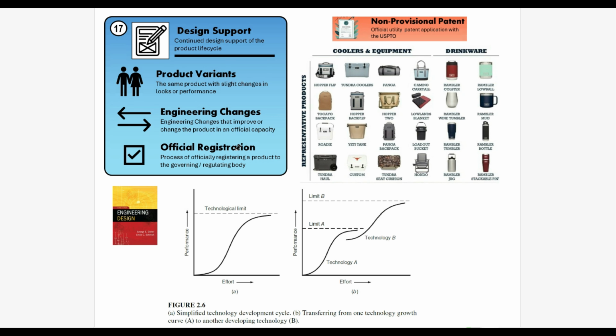Okay, and as the final step, step number 17, card number 17, is going to be design support. So how do we support the product and create new products out of it? Engineering design has a decent graph that they show us here in the bottom. Let's take a look at that one first before we get into some of the details.